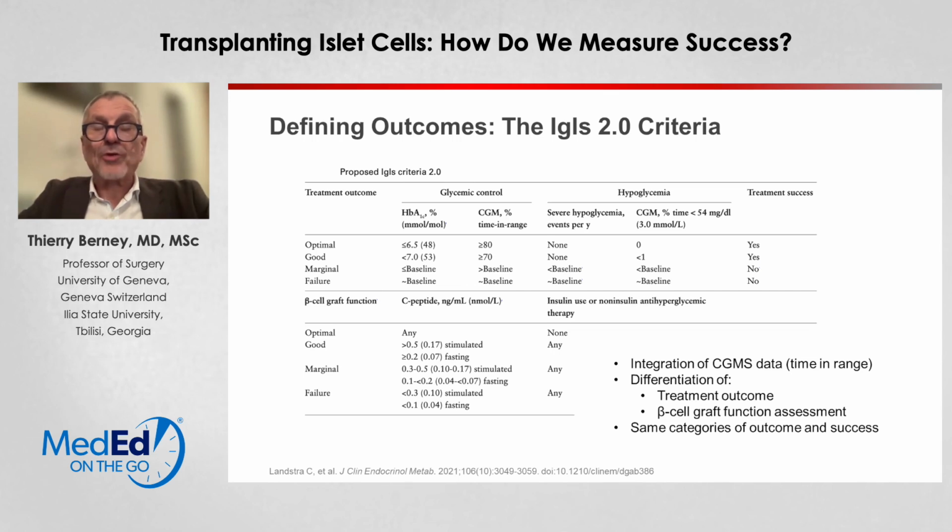So I'm not going to detail all these criteria because it would be beside the point, and I'm giving you here the reference that you can use and go and check. But you will see that these are extremely easy to utilize to define the outcome of your graft, and they are usable repeatedly as you follow up your patient.